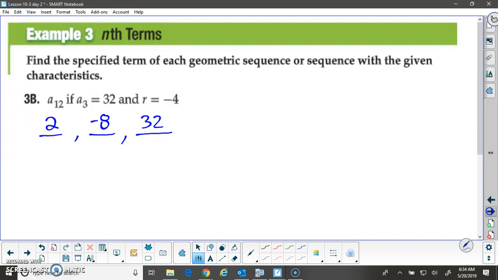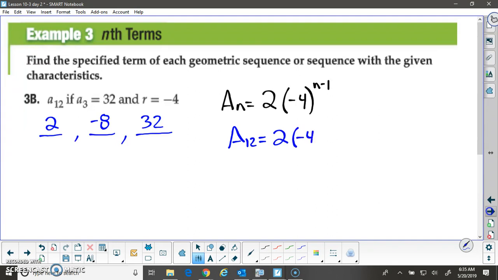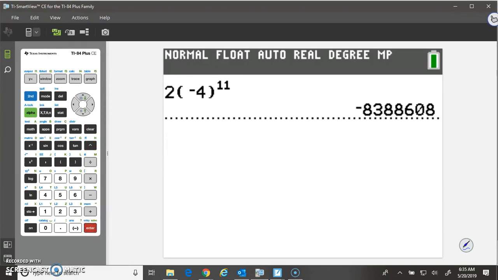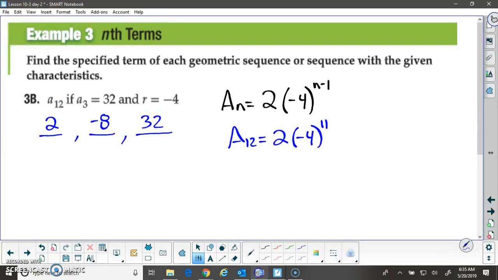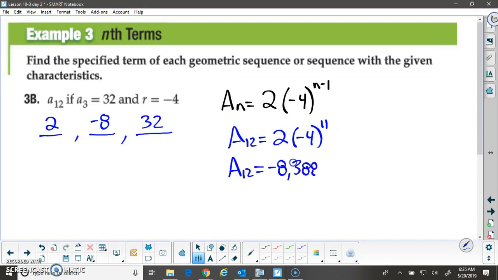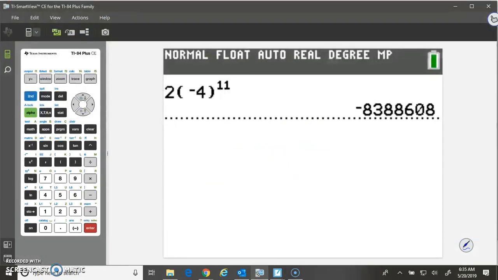So now with that being said, we can come up with the explicit formula, and that would be found by taking the first term times the common ratio raised to the n minus 1. And now finding the 12th term is pretty simple just by putting 12 into the formula. And that gives us -8,388,608.